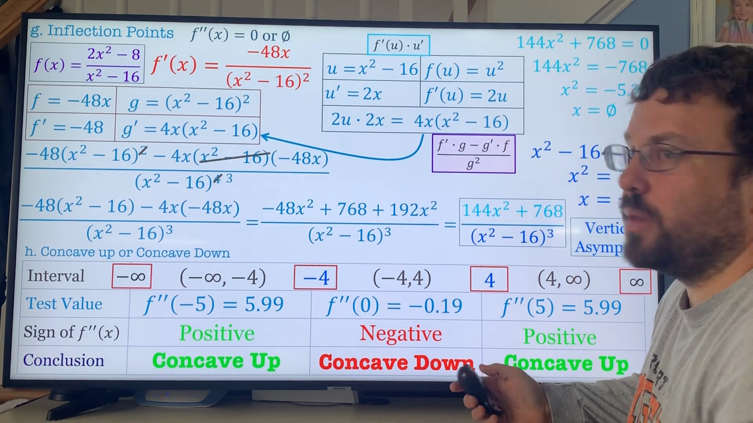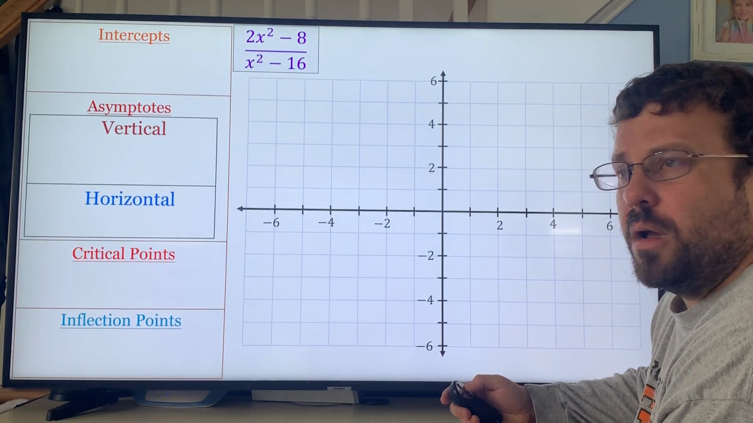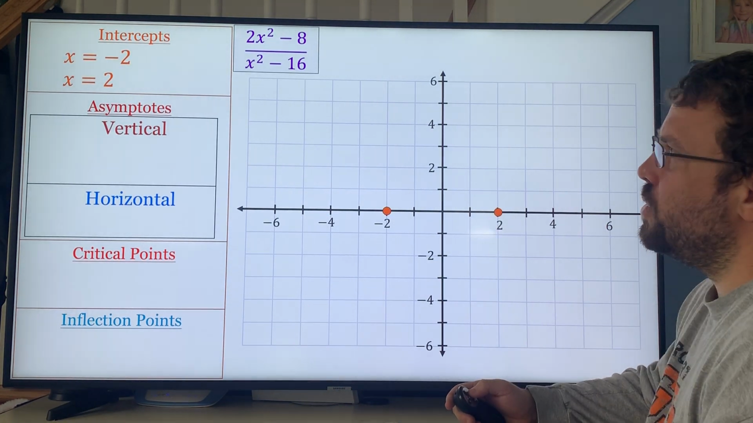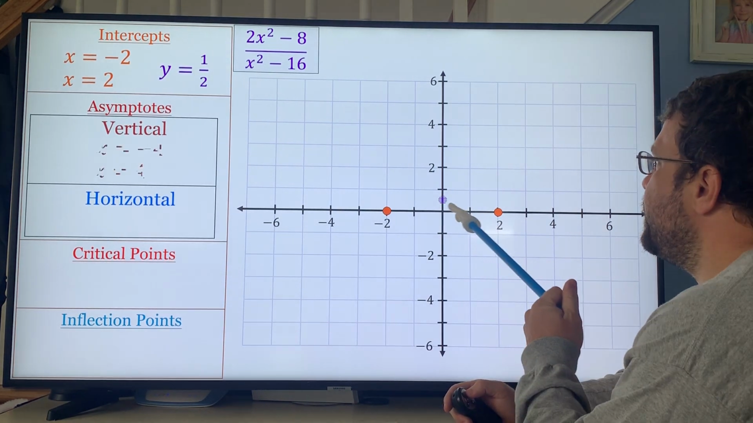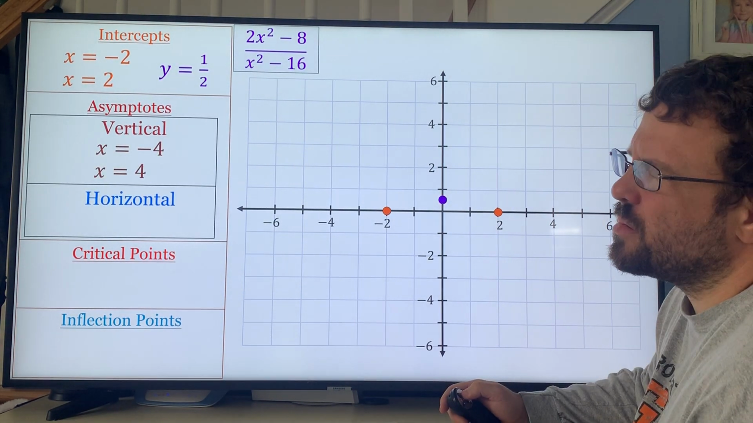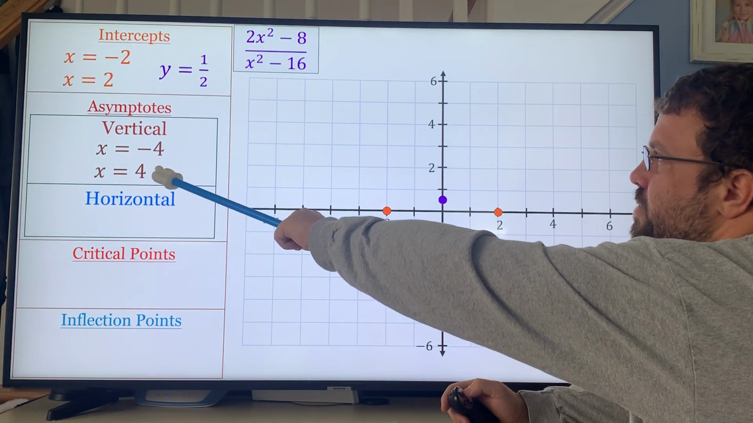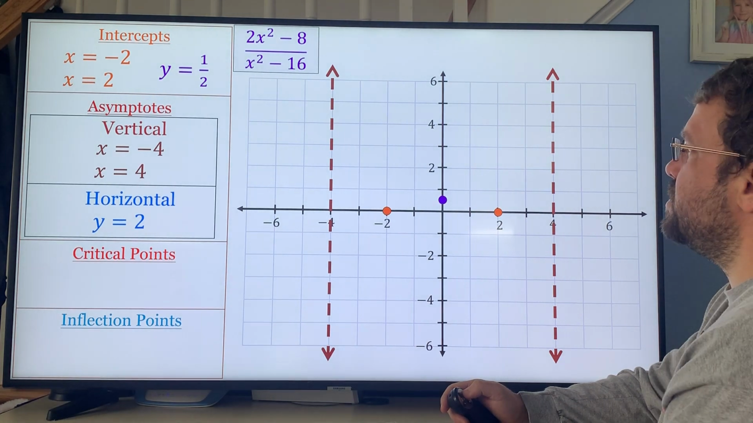All right? Why don't you guys graph it now? Go. All right, let's see if you graphed it right. Intercepts, negative 2 and 2. Oh, there are 2 intercepts. Vertical asymptote. Oh, y is 1/2. Right there is our y-intercept. Vertical, negative 4 and 4. Horizontal, y equals 2.